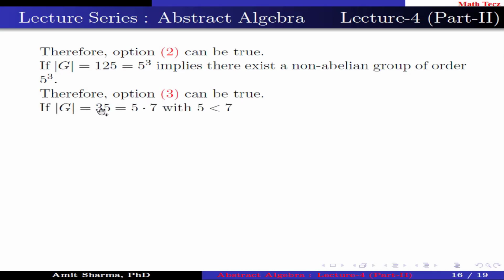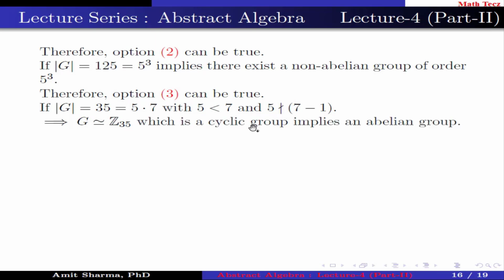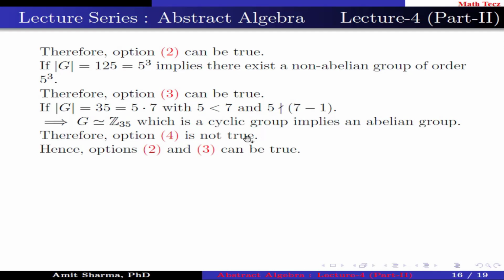If the order of G is 35, which can be written as 5 into 7 with 5 less than 7, and 5 does not divide 7 minus 1, this implies G is isomorphic to Z35, which is a cyclic group, implying an abelian group. Therefore, option 4 is not true. Hence, options 2 and 3 can be true.